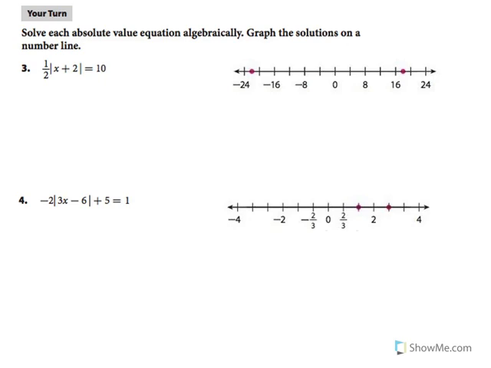Okay, slide number 5. So solve each absolute value equation algebraically, then graph the solution on a number line. Right, so as before, we need to get the absolute value by itself. Right, so here we have a 1/2, so do the reciprocal, so times by 2 over 1, so we get an absolute value of x plus 2 equal to 20.